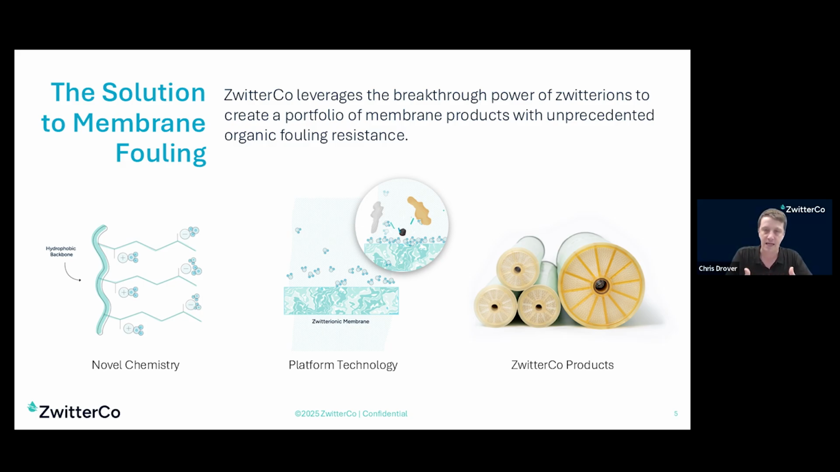Because they contain these cationic and anionic groups, they interact with water much in the manner of a salt or an electrolyte. And so they're a really, really hydrophilic compound. On the other hand, they are organic molecules. And so that means that we can use our full toolkit of organic synthesis, polymer chemistry, and material science to use these chemical building blocks and build new functional materials that we can then eventually adapt into really high performance membranes.